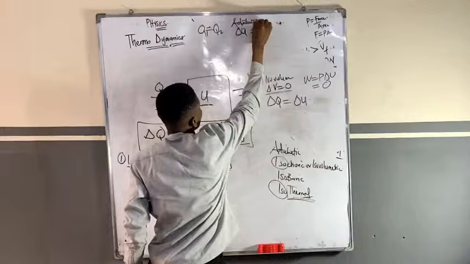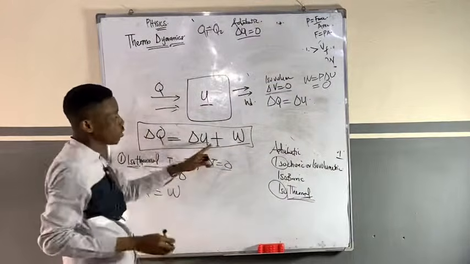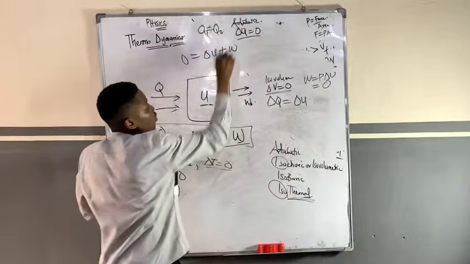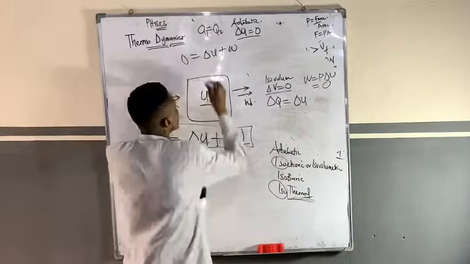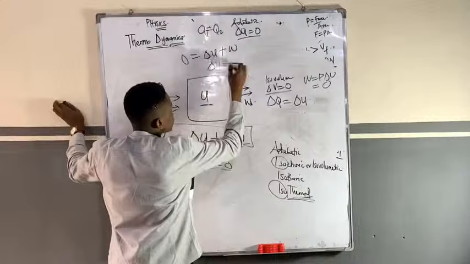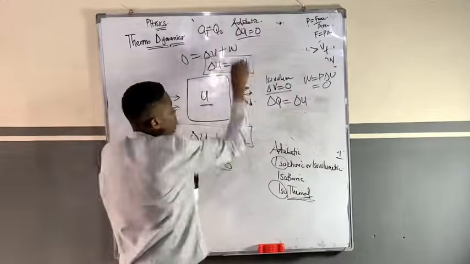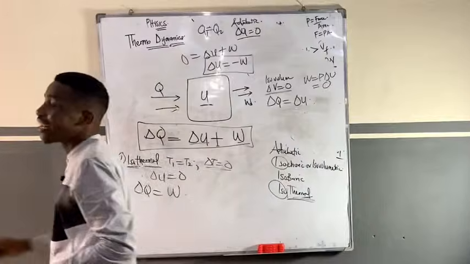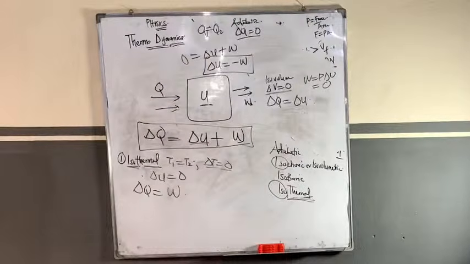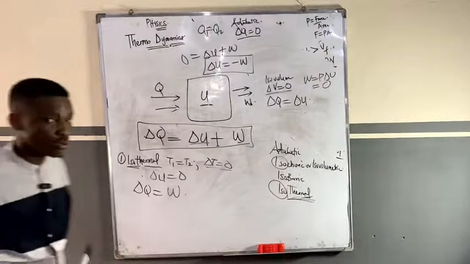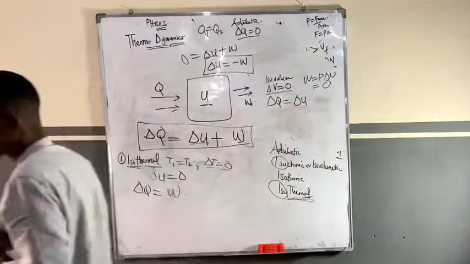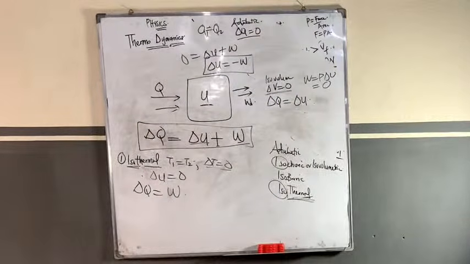So if change in heat is 0, come back to the same formula. It will be 0 equals to change in U plus W. Are we together? So if I make change in U subject of formula, change in U will be equals to what? What this means is that any work that is done by the system is at the expense of the internal energy. Any work done by the system will be at the expense of the internal energy. So whenever the system is working, it will be at the expense of what? Internal energy.